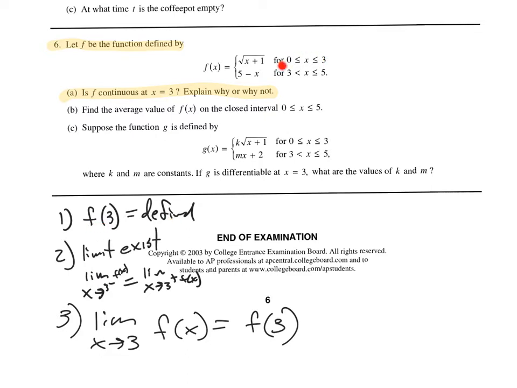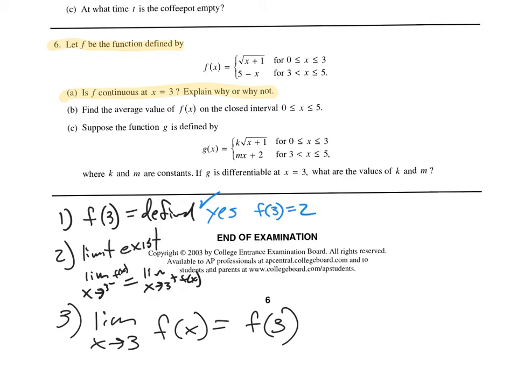f of 3, can I plug a 3 in somewhere into this equation? Well, it says right here I could plug in a 3 here because it's "or equal to 3." If I plug in a 3 here, that'd be 3 plus 1. 3 plus 1 is 4. Square root of 4 is 2. So yes, we could check that off, and we could even say we know that f of 3 is actually 2. All right, let's move on then to the next part.